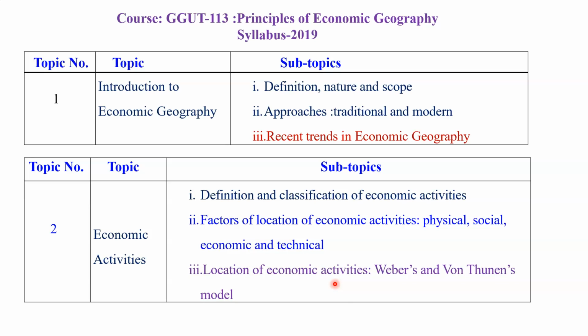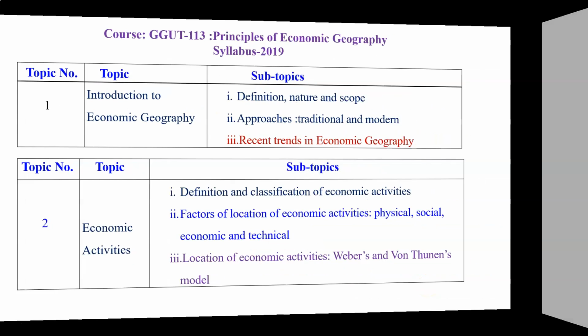The location of economic activity we are going to discuss with the help of Weber's model and Von Thunen's model. Both models are considered very important topics of economic geography. You know that, student, Alfred Weber was a German economist and he published his famous theory in 1909, whereas Von Thunen was a farmer, an unprofessional economist, and he explained his very important model in 1826. Both these models we are going to discuss in detail.